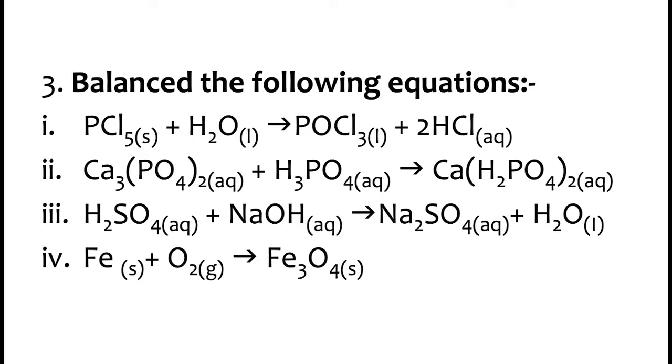Then balance the following equations. Phosphorus pentachloride plus water to give you phosphorus oxotrichloride plus hydrochloric acid. The second one is calcium tetraoxophosphate 5 plus tetraoxophosphate 5 acid, it gives you calcium hydrogen tetraoxophosphate 5. Then the next equation is H2SO4 plus sodium hydroxide to give you sodium tetraoxosulfate 6 plus water. And lastly, iron plus oxygen to give you iron 3 oxide.